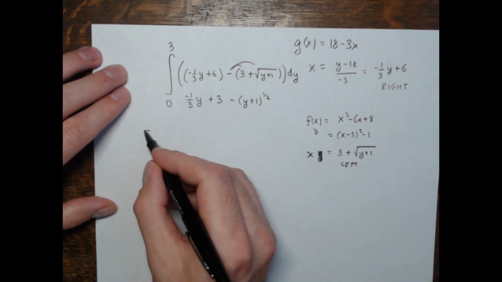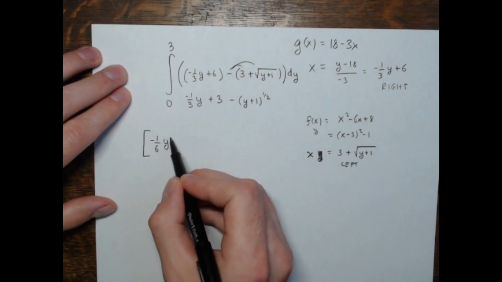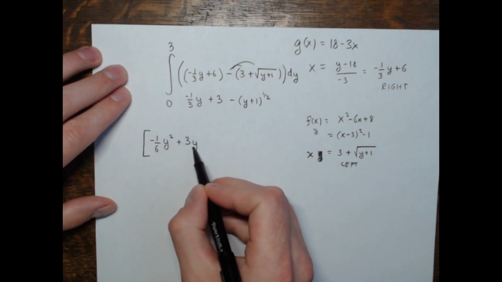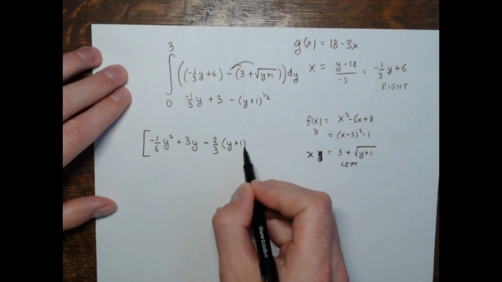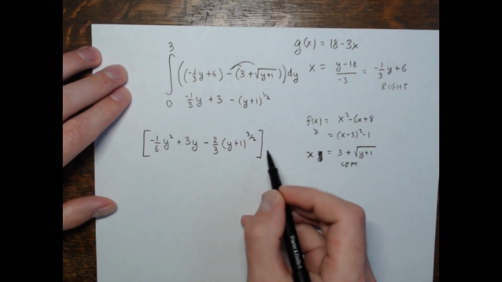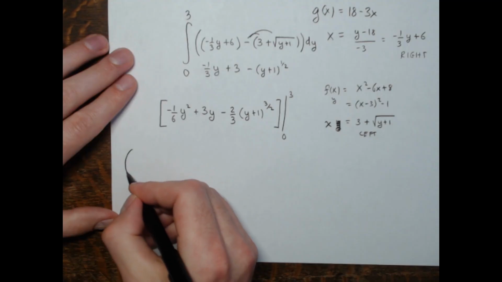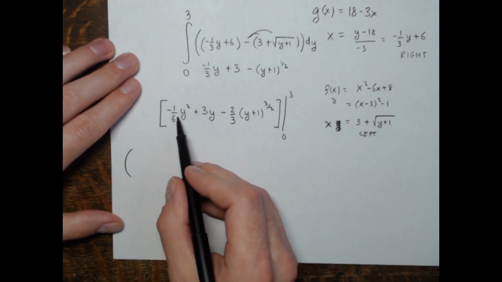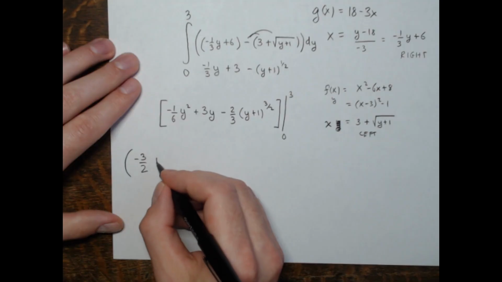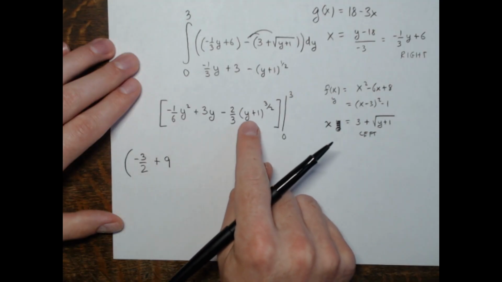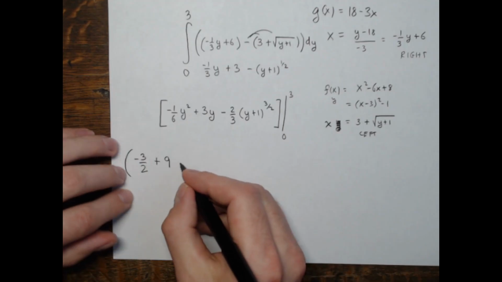All right, so the antiderivative would be negative 1/6 y squared plus 3y, and then minus 2/3 times y plus 1 to the 3/2, and then we're going from 0 to 3. Now when I plug in 3, that's negative 9 over 6, so negative 3/2 from there, plus 9, 3 times 3, and then 3 plus 1 is 4, 4 to the 3/2 is 8, so that's minus 16/3.